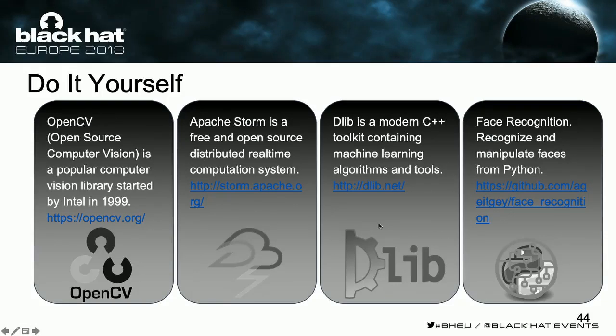We are using OpenCV, obviously, to process the video image. This library was started by Intel a lot of years ago. We are using Apache Storm as the real-time processing framework. And we are using dlib because it has a lot of machine learning algorithms and tools to process the image. With some libraries from Python and Java, we are composing the system.